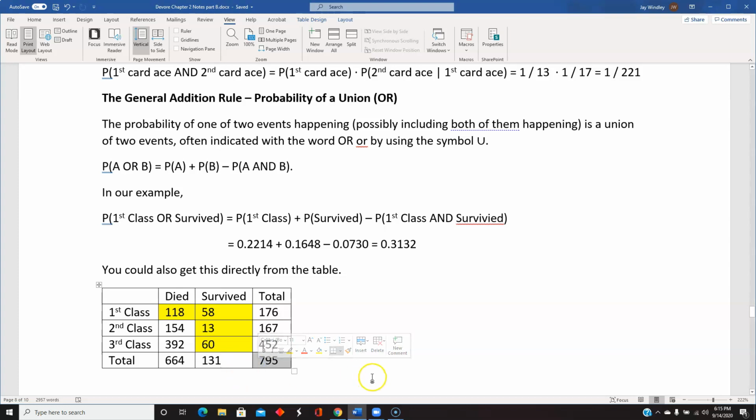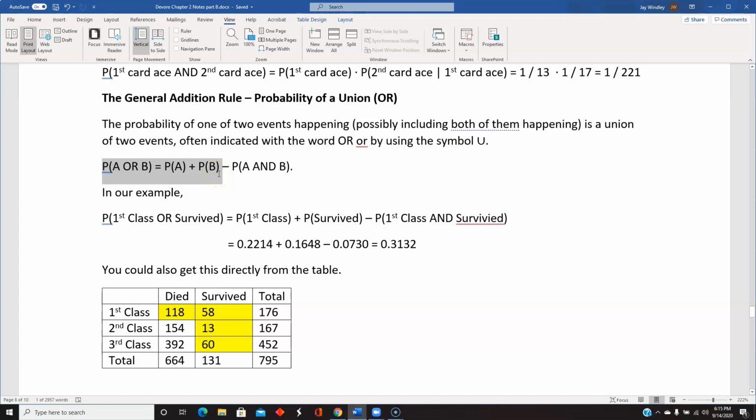And the problem with doing that is that it's this 58 right here that's the problem. Because this 58 is part of the total number of people in first class, but this 58 is also part of the total number of people that survived. So if you add together the people in first class and the people that survived, you're counting these 58 people twice.